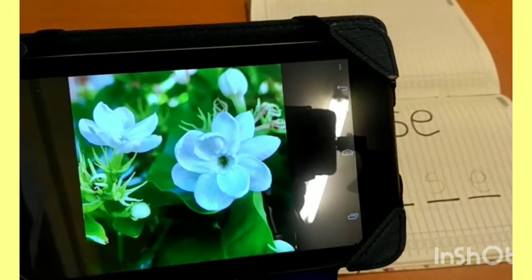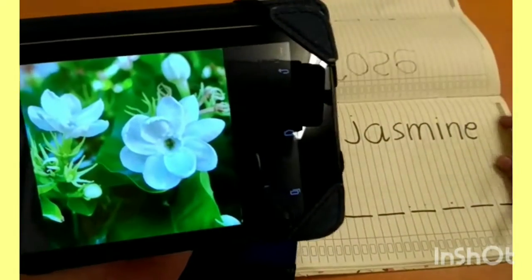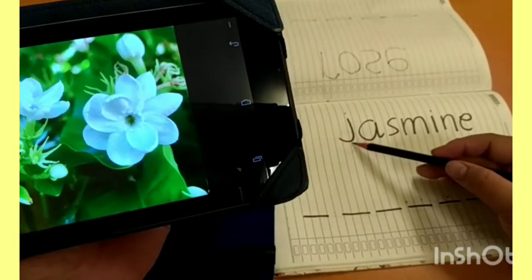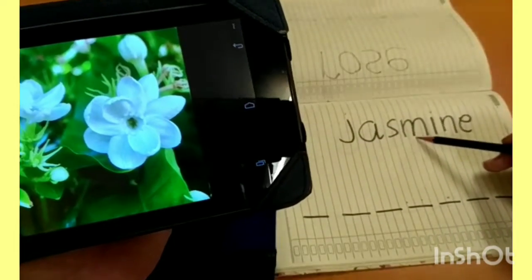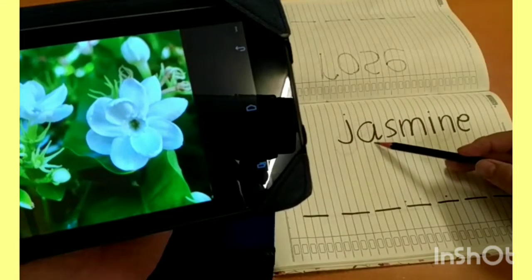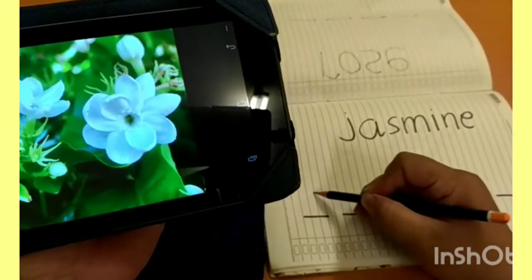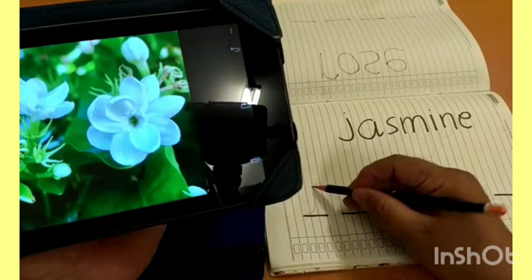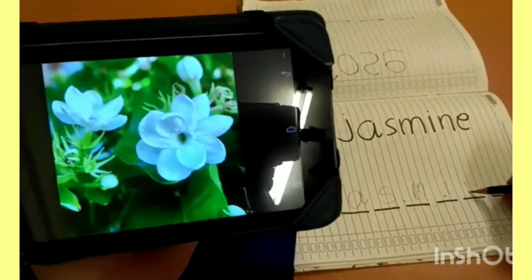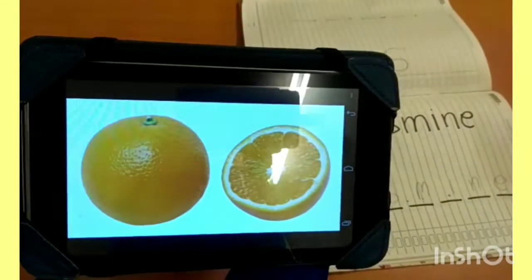Yeah, betul sekali. Namanya melati. But in English, we don't call it melati. We call it jasmine. Okay. Jasmine. Let's spell it together. J A S M I N E. Jasmine. Okay? Try to write. J A S M I N E. Jasmine. Next vocab we have, what is it?